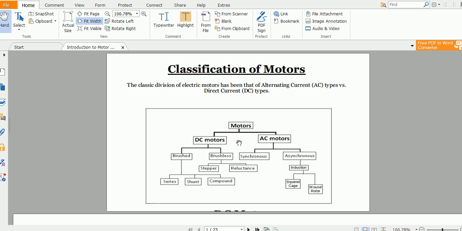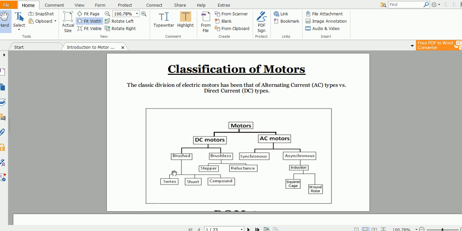In motors, we have two types: DC motors and AC motors. And DC motors are further classified into brushed and brushless. Brushed motors are further classified into series motor, shunt motor, and compound motor. Further, in brushless, we have the stepper motor and reluctance motor. These complete our DC motors classification.